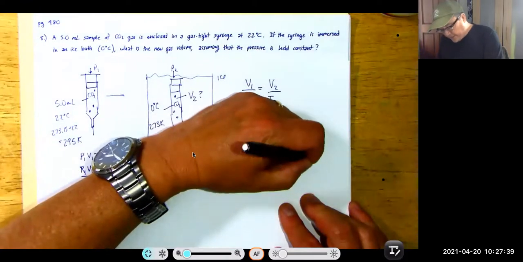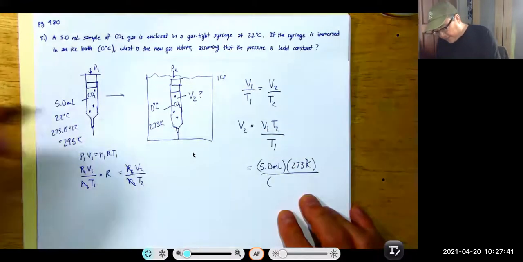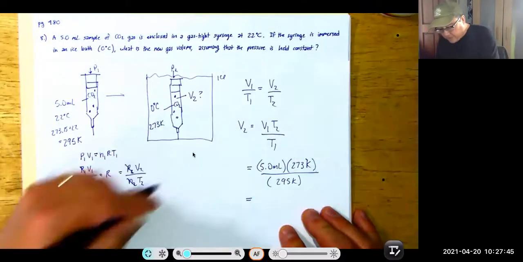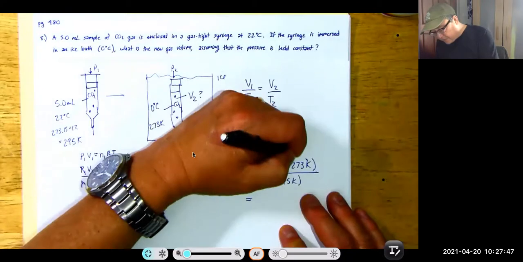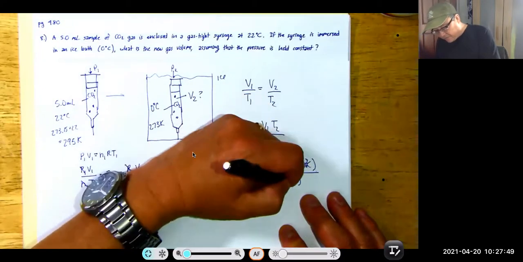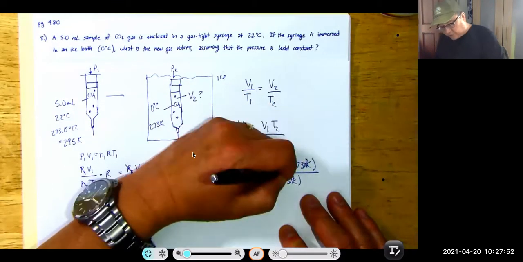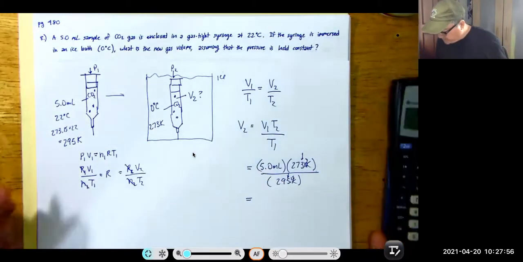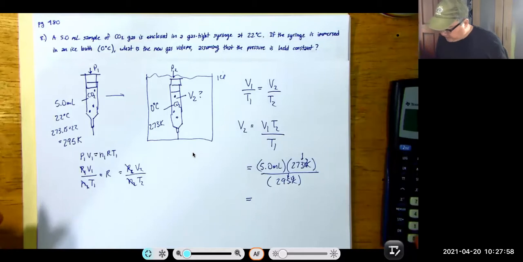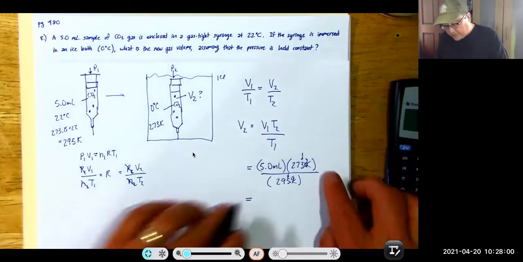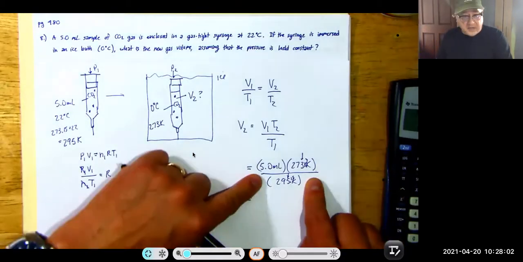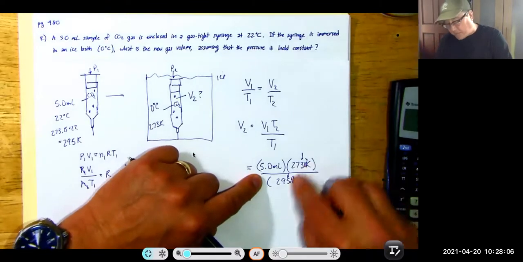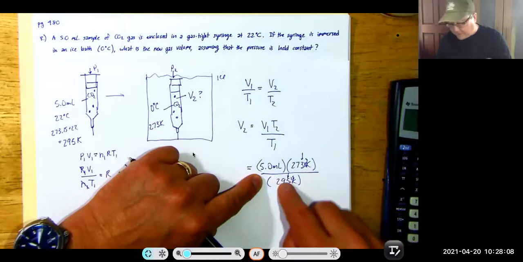Okay. And T1 is 295 K. Now really this should be 273.15 and 295.15, rounded to the third, and then rounded to 2 digits because of this. So let's see what we get. 5.0 times, and clearly the answer is going to be about, I would say, 4.5, 4.6, because this over this is less than 1. Less than 1 times 5 should be a little less than 5.